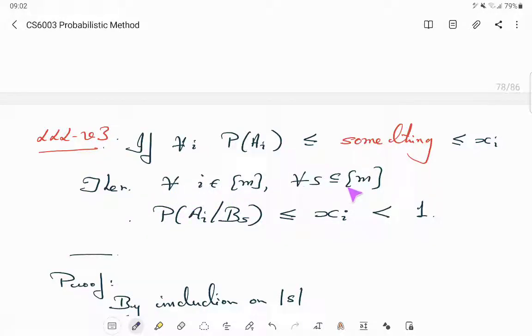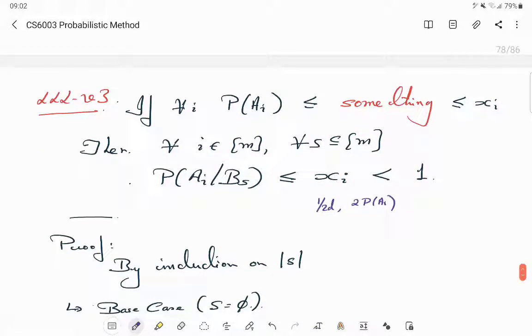This conclusion should be familiar to you. In fact, the hypothesis is what is new in LLL V3. The conclusion is the same: for every index I and every subset of indices S, the probability of AI given Bs is less than some bound. In V1 we had put 1 by 2D, in V2 we had put twice P of AI, and in V3 we are just putting some xi. This bound on each P of AI will in fact be even smaller than xi, which we will need in all the base cases and corner cases.